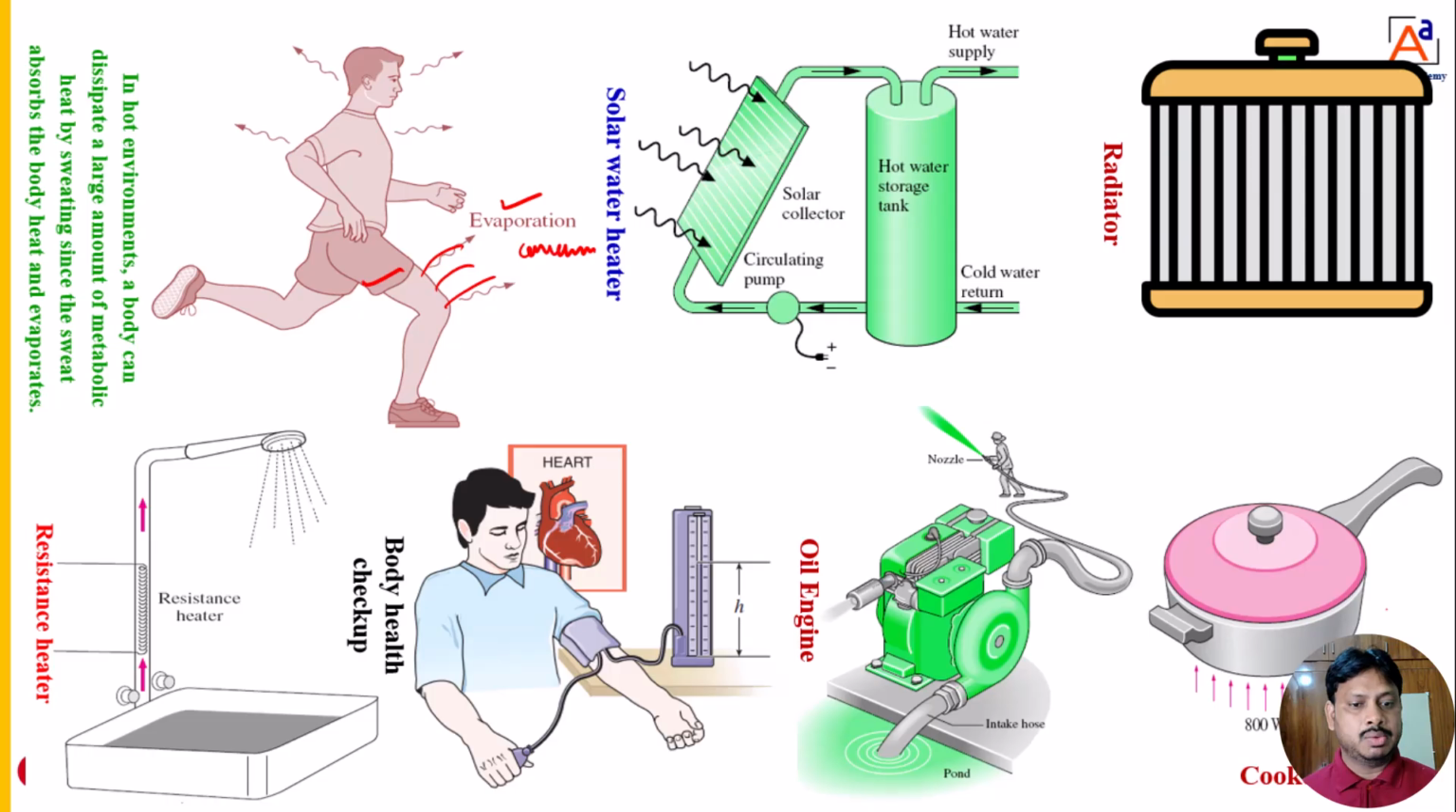Evaporation. Some amount of heat is going to transfer to the earth also. That is what? Conduction. Some amount of heat is going to transfer without any media, but in the form of electromagnetic wave. That is nothing but what? Radiation. Hence, the human body is also one of the best examples for application of heat transfer. Like that, you can take a solar water heater, a radiator, a resistance heater, the human body, an oil engine, a gas cooker or electric cooker. These all are applications of what? Heat transfer, dear students.